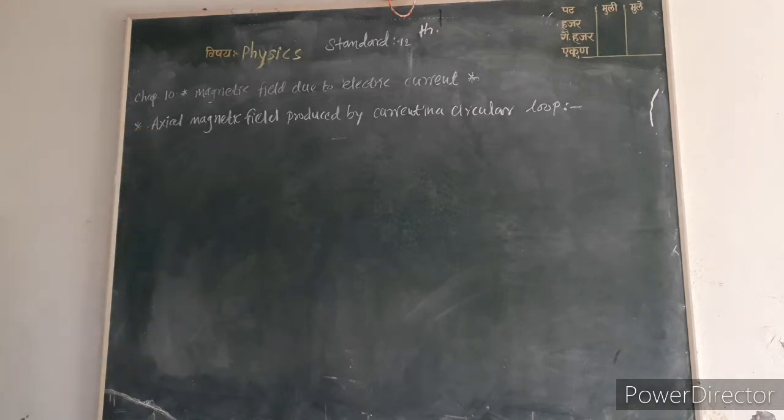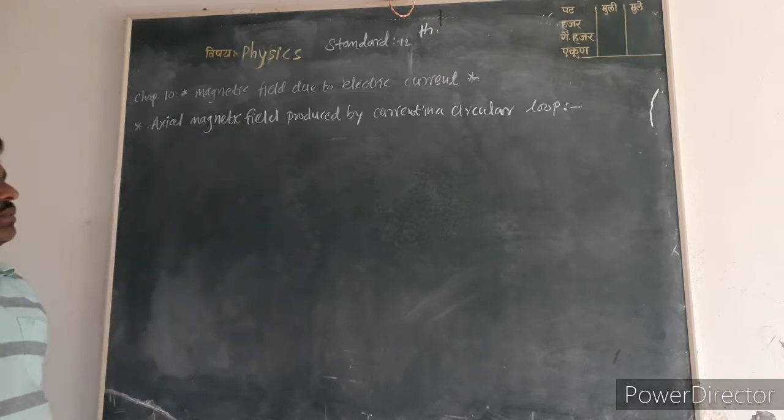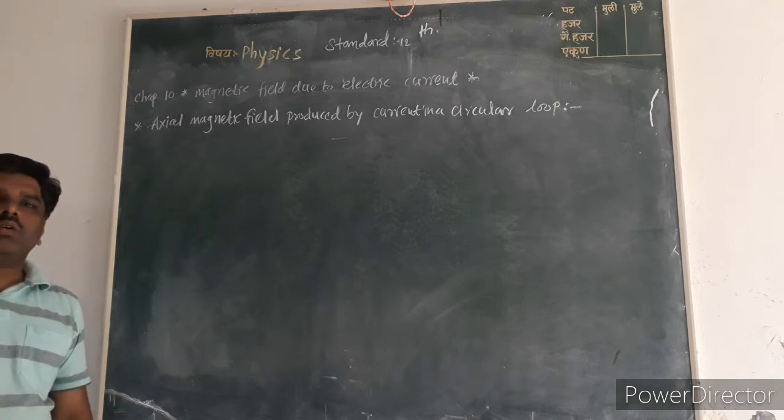Chapter 10, Magnetic Field due to Electric Current. Next topic: axial magnetic field produced by current in a circular loop.